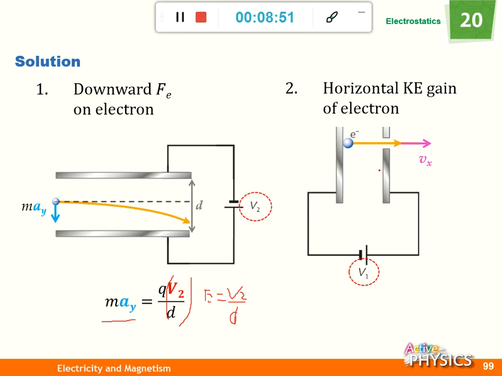Then how about the horizontal KE gain of the electron? It depends on V1. We can see that initially u should be 0, and this part should be v. The KE gain should be the EPE loss, the electrical potential energy loss. Lost by what? By V1, the potential difference.